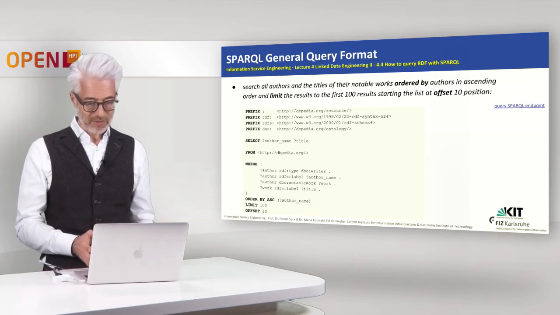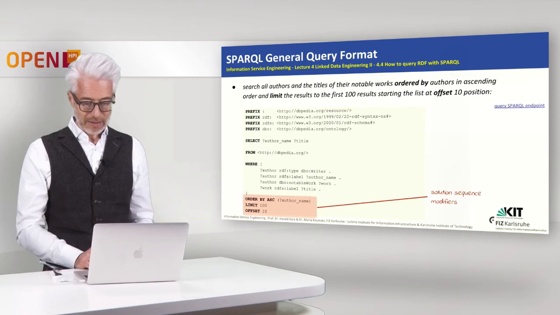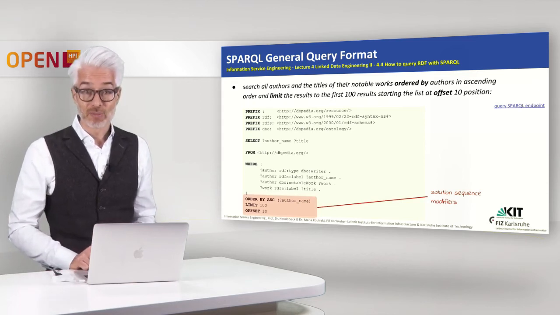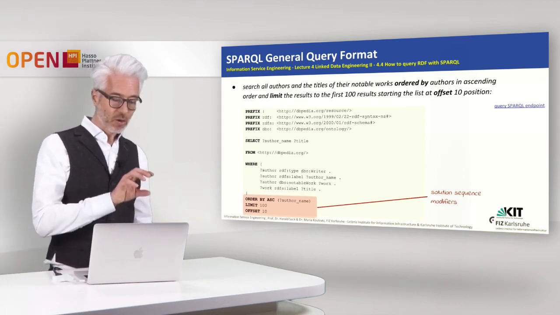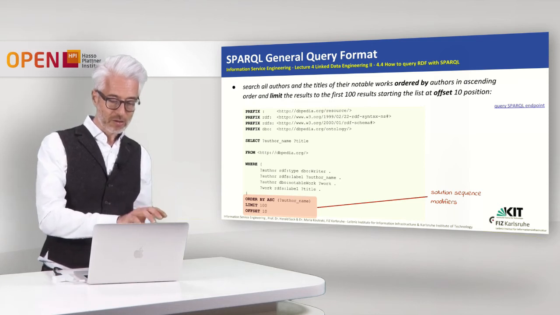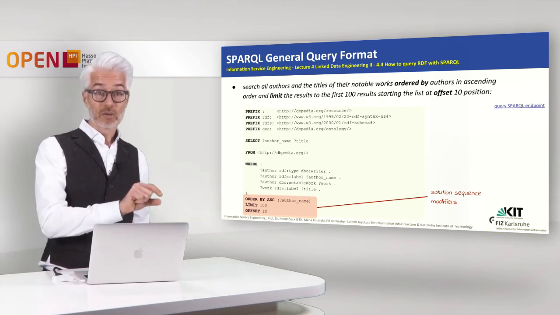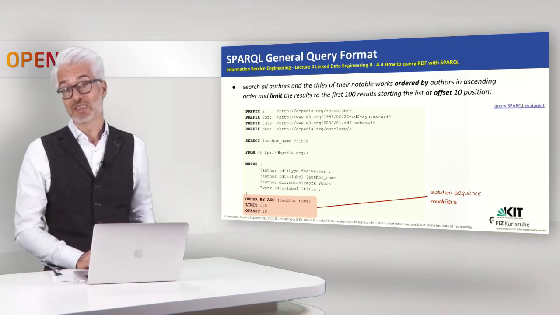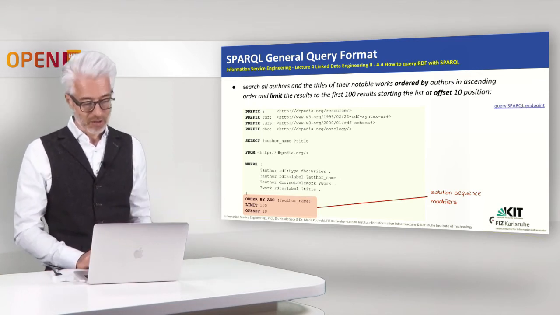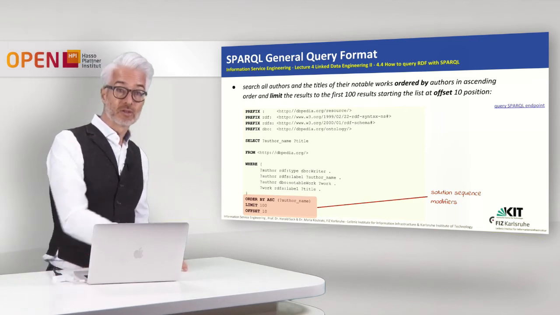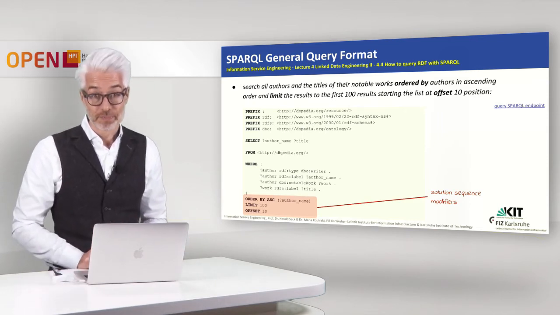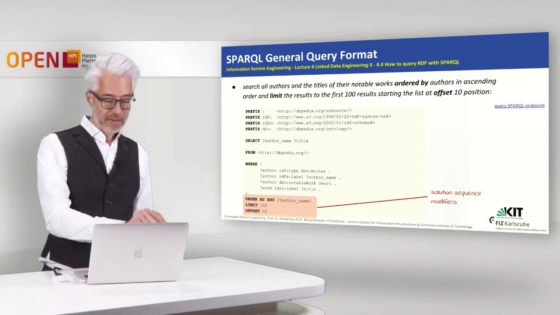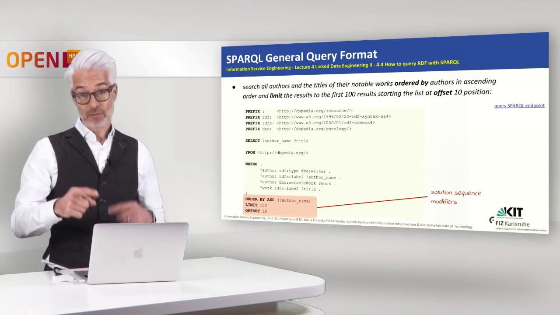So you can specify here exactly in that solution sequence modifier space, you can say, I want to order my results according to the author name. And this ordering should be ascending. So it should start with A and should end with Z. So this is alphabetically, since you have strings in there. And of course, it should be in an ascending order. You could also write order by descending, then it would be the reverse order.